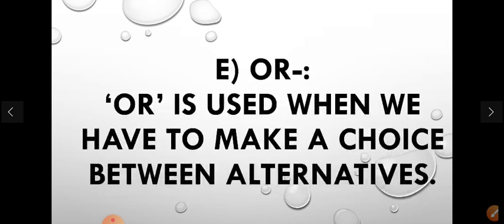Now today we are going to study about the conjunction or. Or is used when we have to make a choice between alternatives. We all know the use of or. Whenever we have to choose one thing between two things or between alternatives, we use the word or. We use it in our day-to-day life, so it is a very familiar word to us. When we have to choose one thing between two things, we make the choice by using the conjunction or.